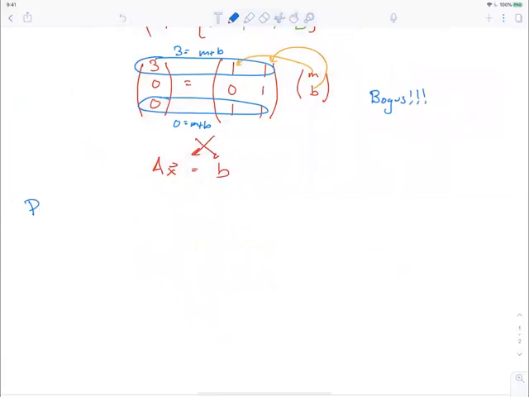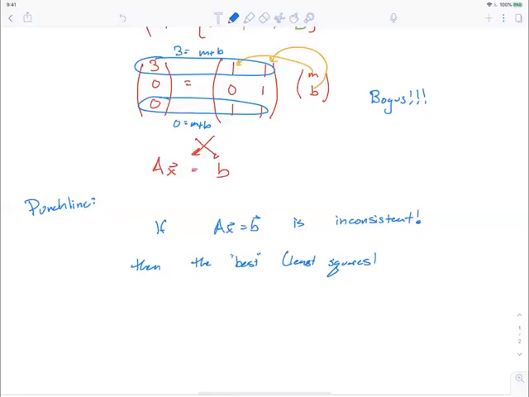So the punchline for all of this is that if AX equals B is inconsistent, then the best solution, meaning the least squares solution, is the solution to A transpose AX equals A transpose B. Later we'll talk about what we really mean by least squares, but for now it's a little bit of a mystery.